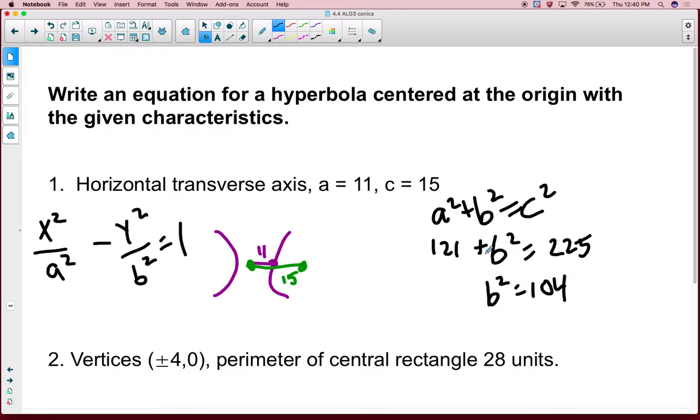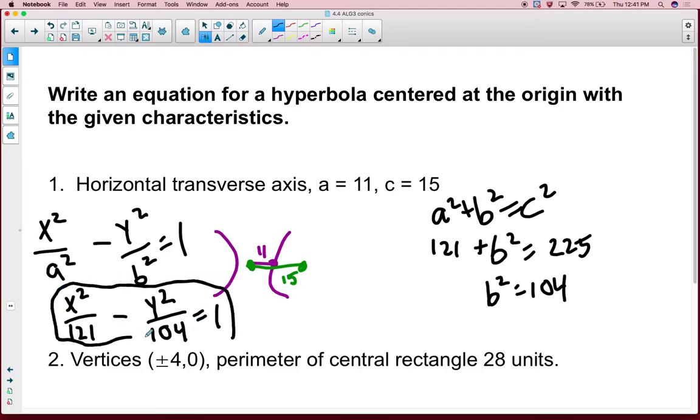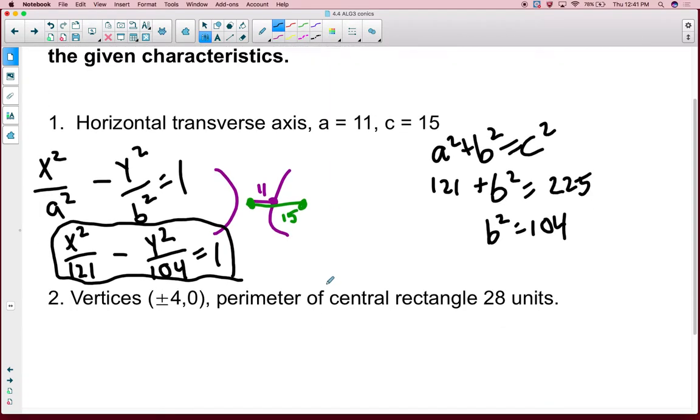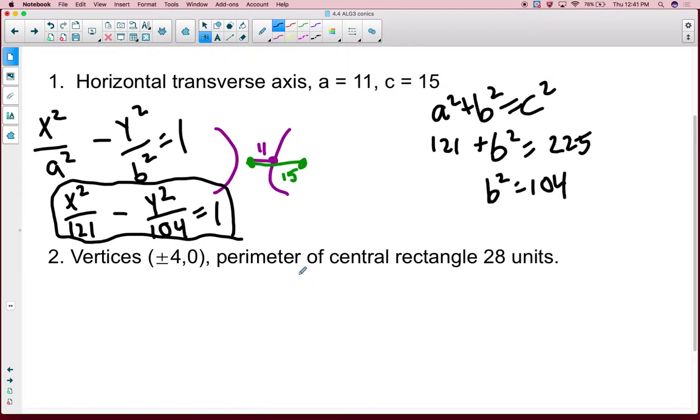And some of you might be saying, okay, when I take the square root, it's a decimal, but actually we only need b squared. So to write this equation, we would get x squared over a squared, which is 121, minus y squared over b squared, which we just found, 104, is equal to 1. Okay, and let's try maybe one more.